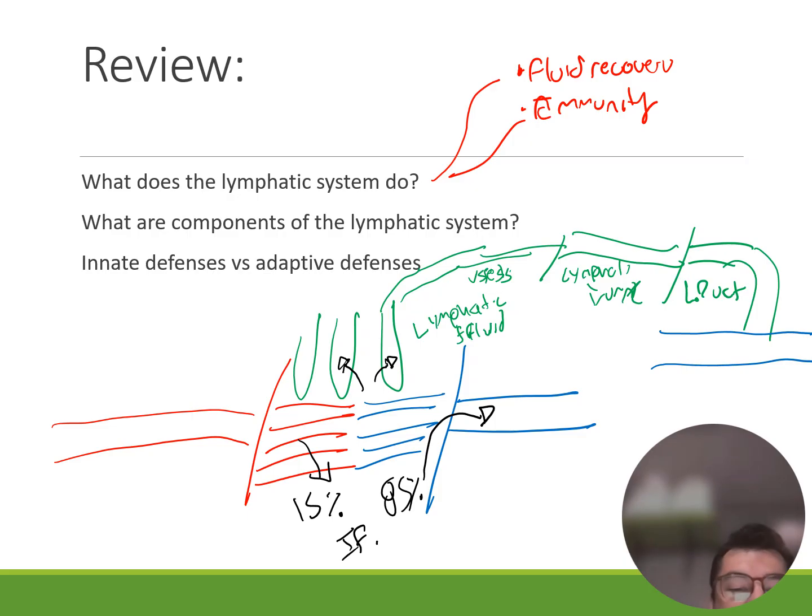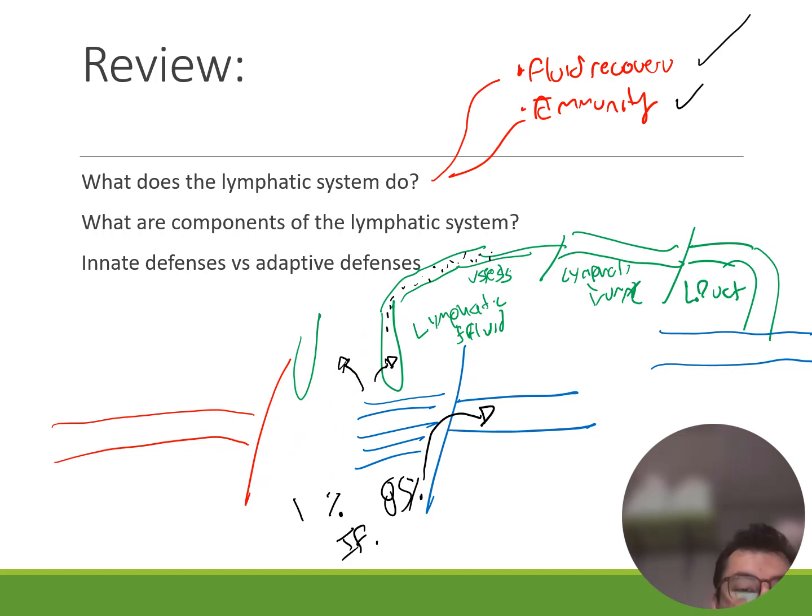Along the way, as we're passaging and trying to bring this fluid back to the subclavian vein, we're filtering out this fluid and we're cleansing it. With the help of immune cells, we are cleaning out or destroying pathogens and diseases, and this is the second function of the lymphatic system, and it is immunity.